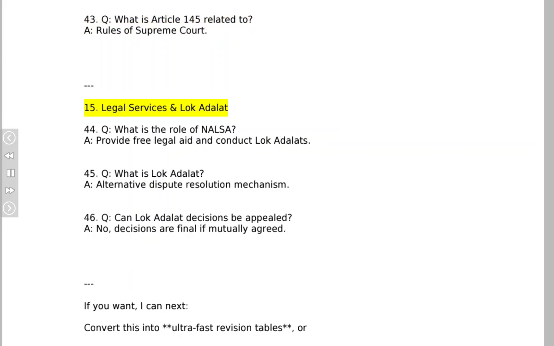15. Legal services and Lok Adalat. 44. Q. What is the role of NALSA? A. Provide free legal aid and conduct Lok Adalats. 45. Q. What is Lok Adalat? A. Alternative dispute resolution mechanism. 46. Q. Can Lok Adalat decisions be appealed? A. No. Decisions are final if mutually agreed.